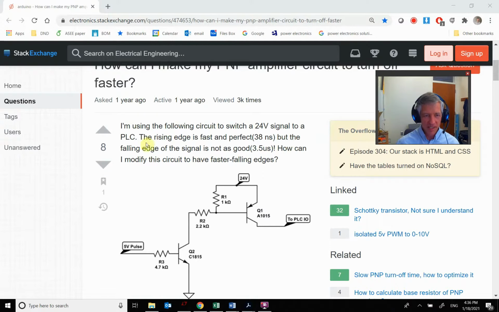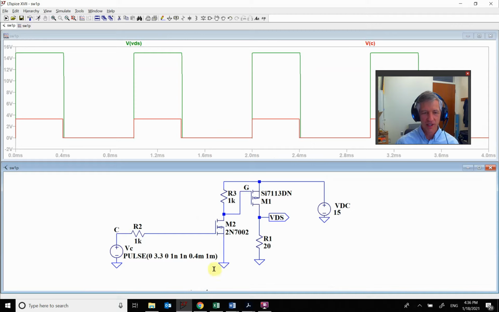And what he said is that the rising edge takes 38 nanoseconds to switch, but the falling edge takes 3.5 microseconds. So this is almost 2 orders of magnitude slower. So we need to figure out why that is. So let's go back and look at our case and see if it's similar. So here's our level shifter, and we should do things about the same.